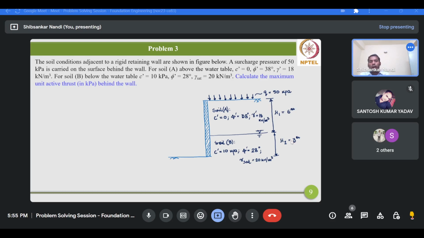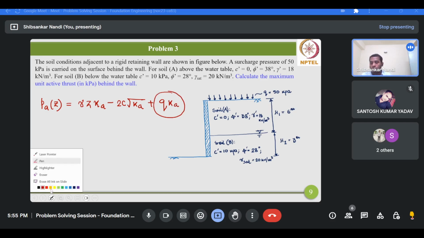However, in this problem there is a surcharge. This surcharge we didn't consider in the previous problem. Now due to the application of this surcharge, the active earth pressure distribution, PA Z, will be modified. So this will be gamma Z Ka minus 2C root under Ka plus q Ka. This is the additional term which we get due to the application of this surcharge.